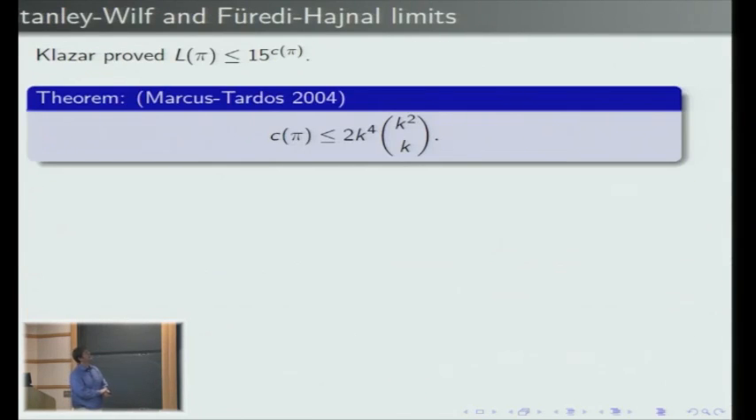Right. OK. So let's see the connection between these two conjectures. Klazar proved that the Stanley-Wilf limit is at most exponential in the Furedi-Hajnal limit, and we'll show the proof of this a little bit later. Klazar proved this assuming that these numbers existed, so it's essentially saying that the Stanley-Wilf conjecture follows from the Furedi-Hajnal conjecture. And then Marcus and Tardos proved that the Furedi-Hajnal conjecture is true, with c(pi) at most exponential in k log k.